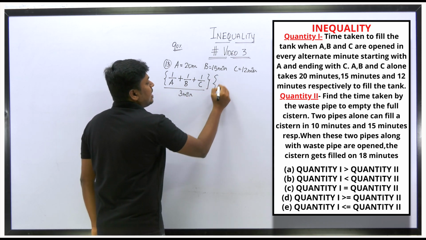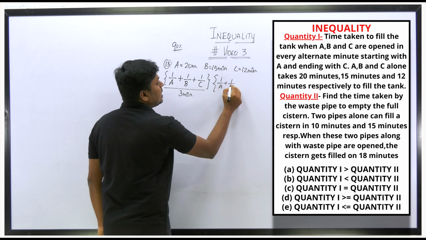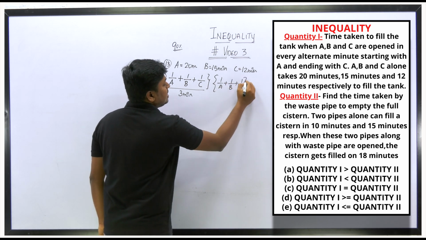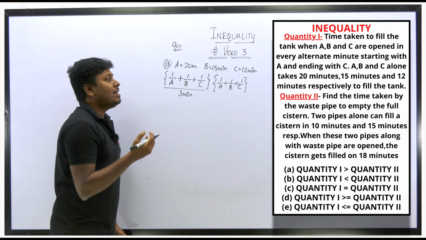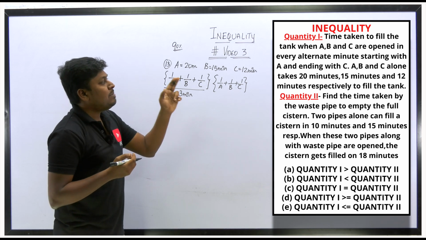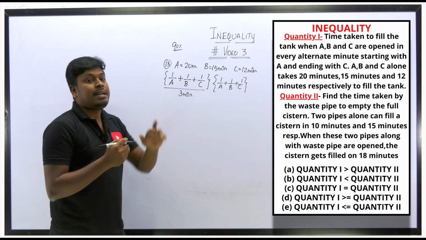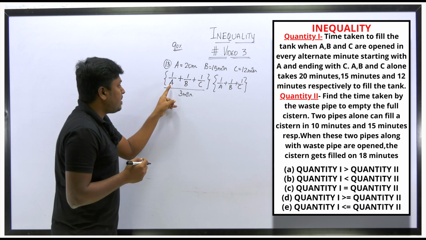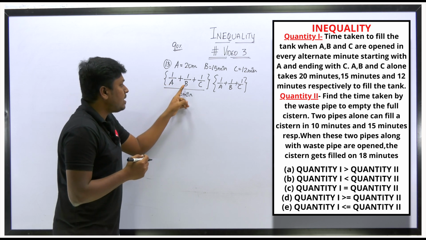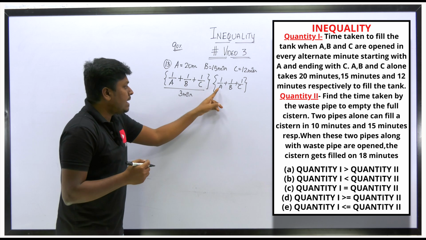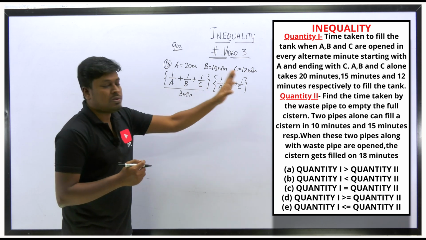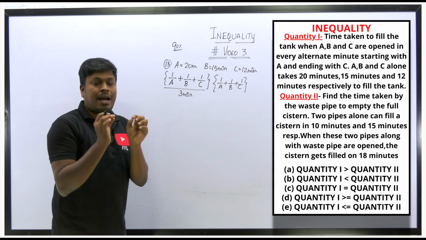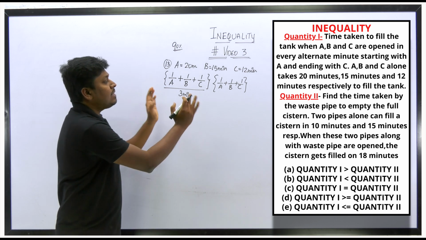Similarly, next set, again tap A is opened, then tap B and tap C. So it goes on in this format, because they have clearly told us that A, B, C are opened in every alternate minute, right? So in the first minute tap A is open and then after 1 minute tap B and tap C. So again tap A, tap B, tap C, it goes on, right? So our target is to find after how many minutes the tank gets filled.